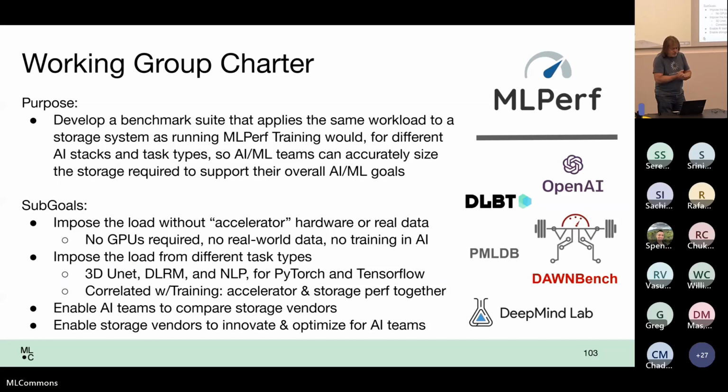So the working group charter. Develop a benchmark suite that applies the same workload to a storage system as running an MLPerf training would for different AI stacks, etc. So the important thing here from our point of view is that we want to emphasize the correlation. MLPerf training is focused on the model and the accelerator, the GPU. We want to mimic exactly the same storage workload as MLPerf training would impose on the storage, but we want to do that without the GPUs, without the model, without the data, without having to deeply understand how AI ML works.